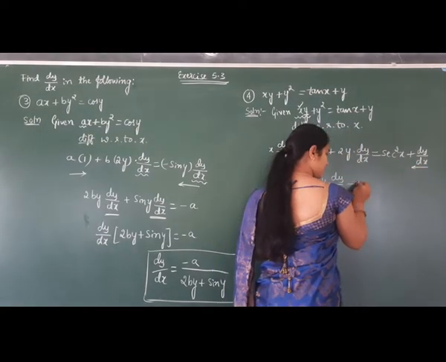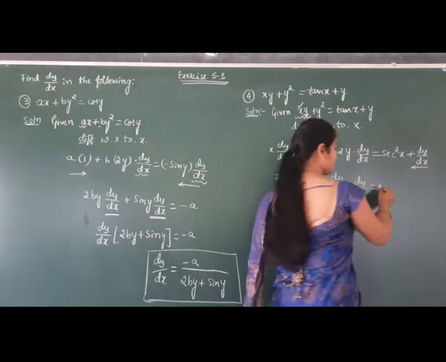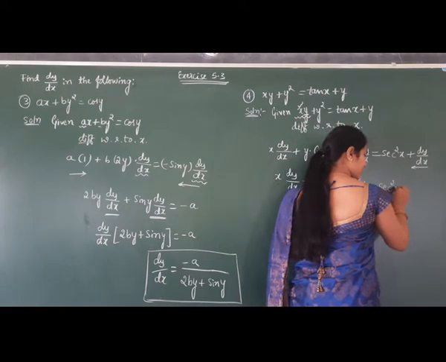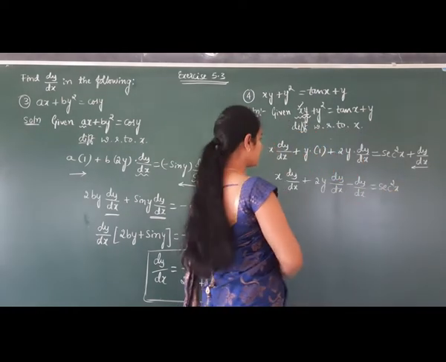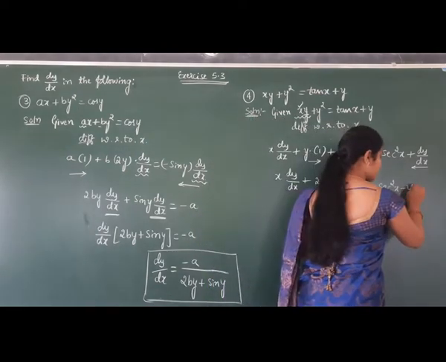That is minus dy by dx is equal to secant square x. So transfer this term to the RHS. Then we have minus y.